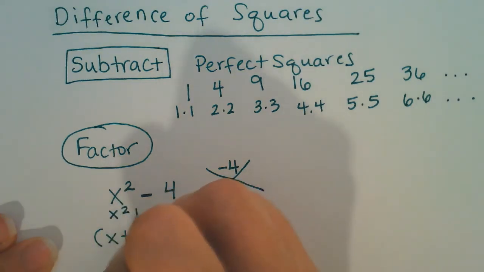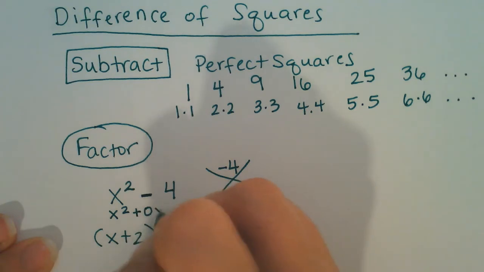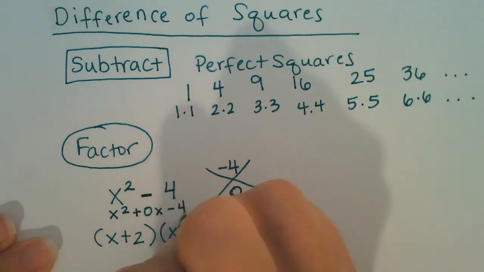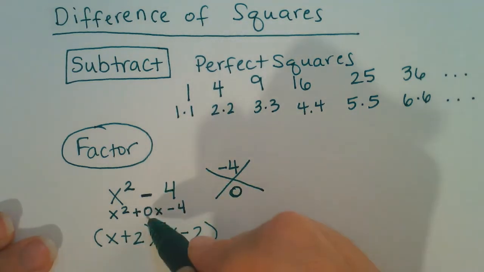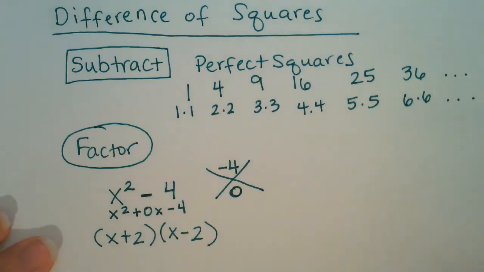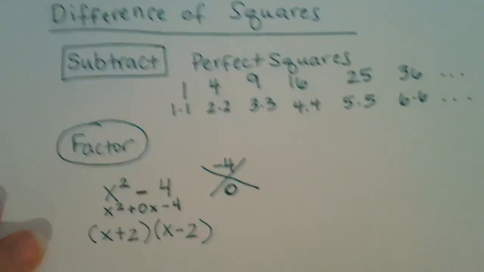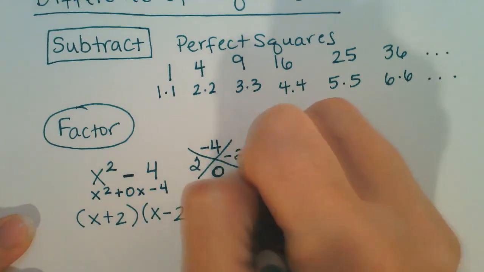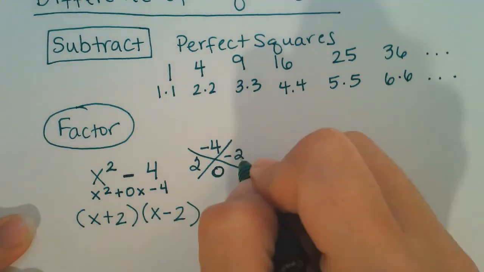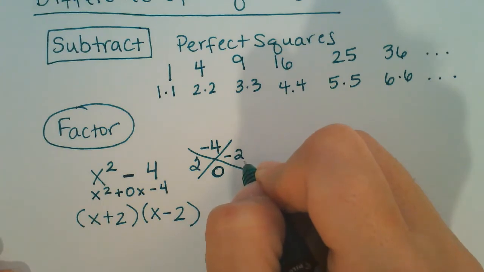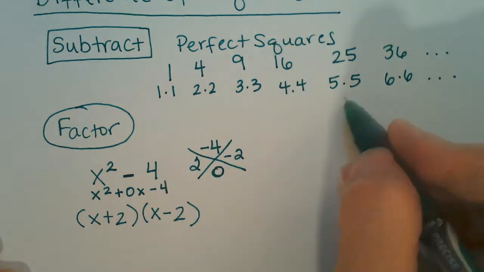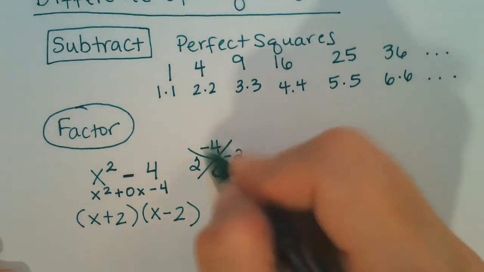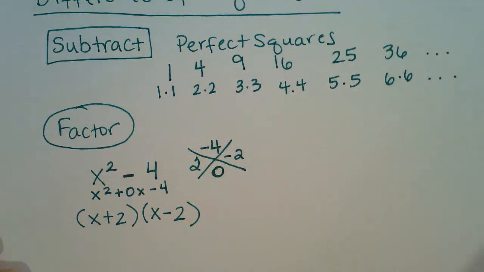So it's kind of like if I rewrote it as x squared plus 0x minus 4. That's why we're looking for the 0 in the middle. So I wouldn't be able to do this, positive 2 times negative 2, with any other number than a perfect square, because we wouldn't get a multiple and a 0. So I'll show you that a couple more times.